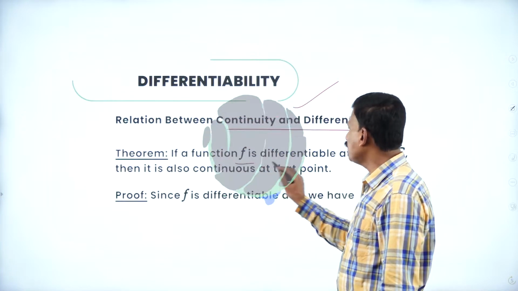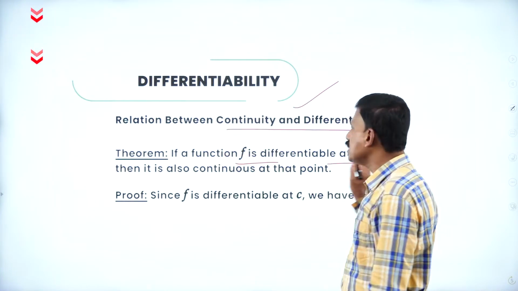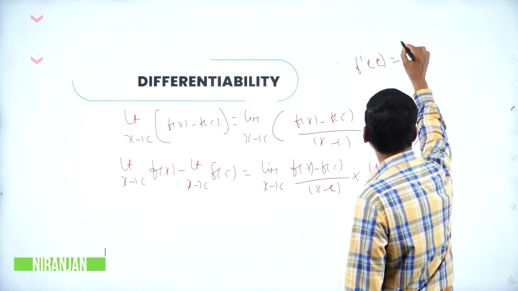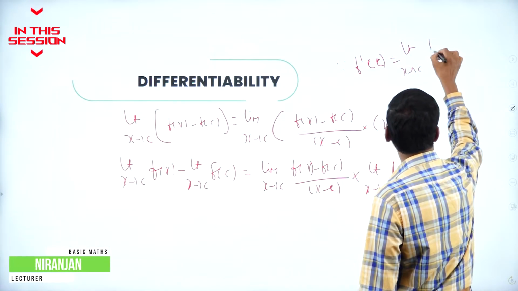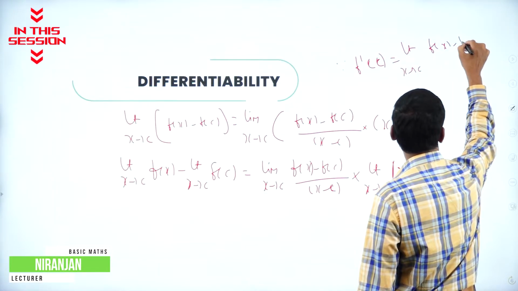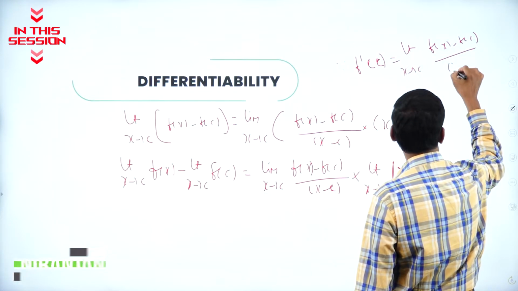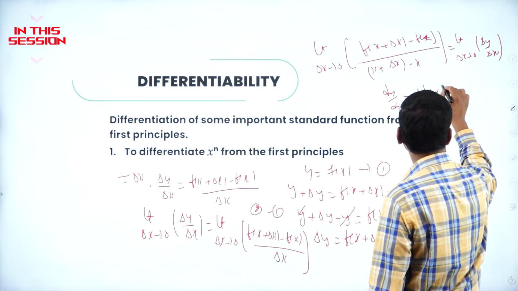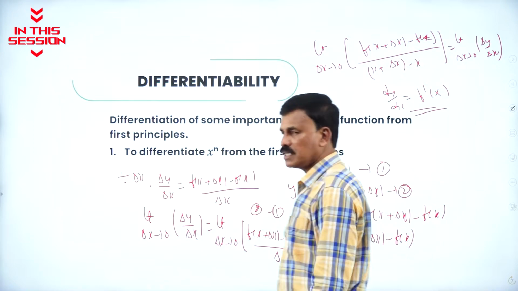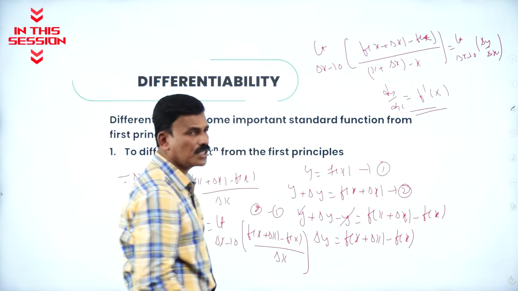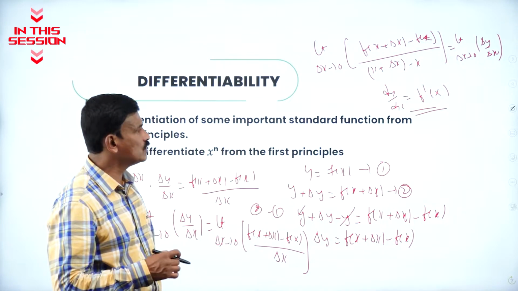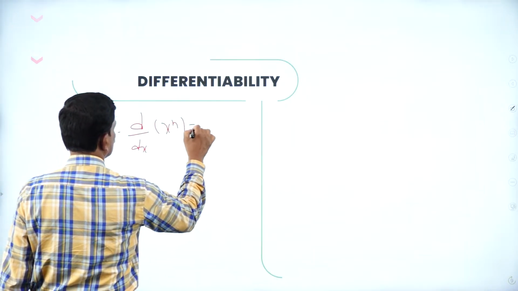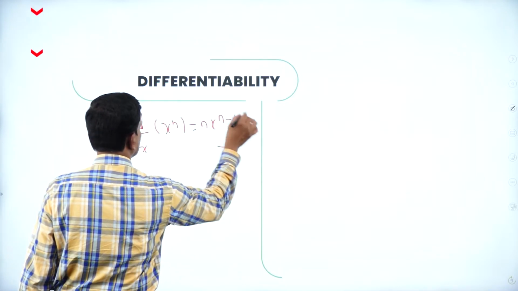So if a function f is differentiable at a point c, then it is also continuous at that point. f dash of c is equal to limit x tends to c of f of x minus f of c divided by x minus c. So dy by dx is equal to f dash of x. If this limit exists, then the derivative of the function is denoted as f dash of x is equal to dy by dx. d by dx of x to the power of n is always equal to nx to the power of n minus 1.